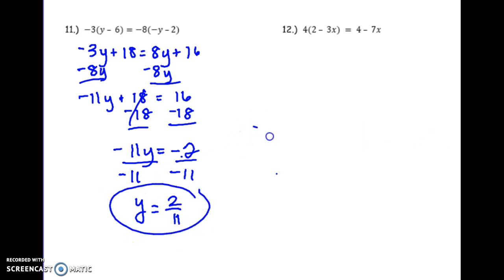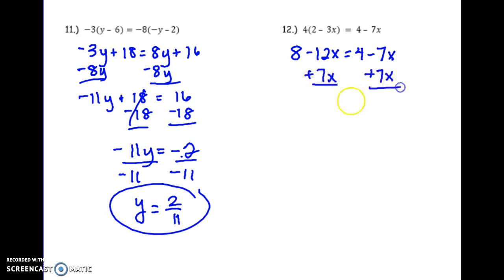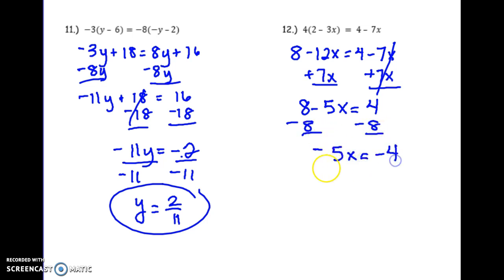Okay, let's erase this. All right, the next one we've got here, 4 times 2 is 8. 8 minus 12x is equal to 4 minus 7x. I'm going to add 7x to both sides. When I do that, I've got 8 minus 5x is equal to 4. As these cancel out, I'm going to subtract my 8 from both sides. So I get negative 5x is equal to negative 4. And then when I divide by negative 5, we end up with x is equal to negative 4 over negative 5, which makes it a positive 4/5.